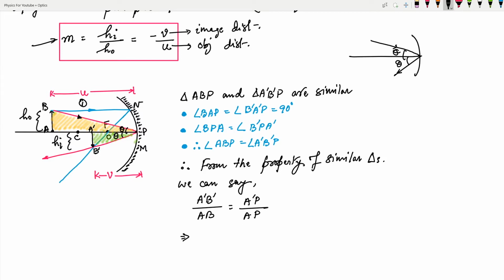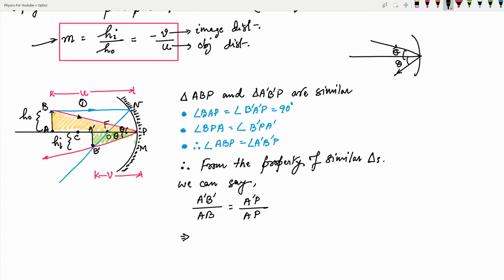Okay, this was already discussed. This is the concept that we have used here. We got two triangles. One is in yellow color, as you can see this one. Another is in green color. So let's see, the triangle ABP, that is the triangle in yellow color, and triangle A dash, B dash and P, that is in green color, are similar triangles.